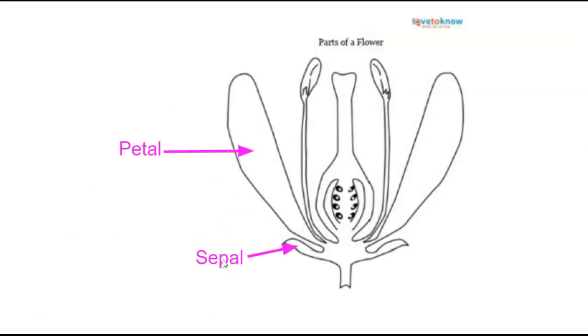Now, we're going to move on to our diagram. So on our diagram, if you have a note packet, it's already in there. If you're doing this in your notebook, I will get you a diagram. The petals are the outside here. These are going to be our colorful ones. And then the sepals are down below. They're green. And before this turns into a flower, they're protecting the bud.